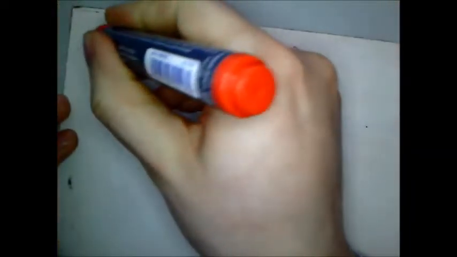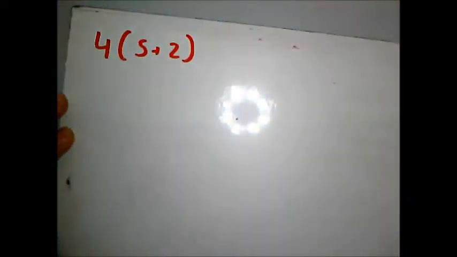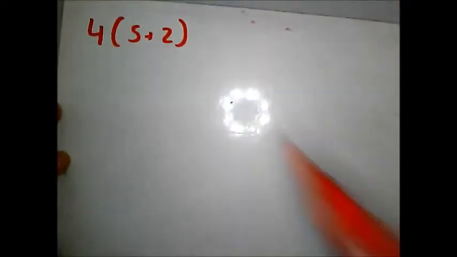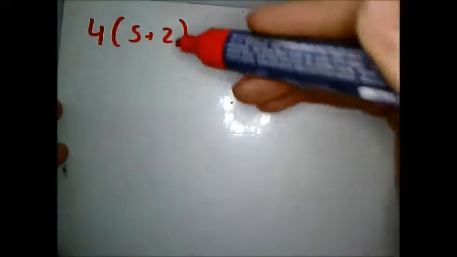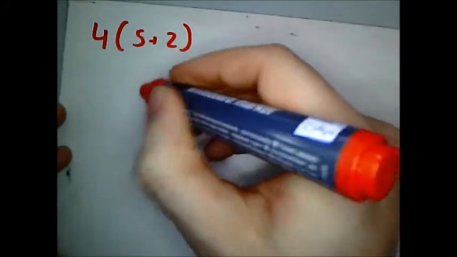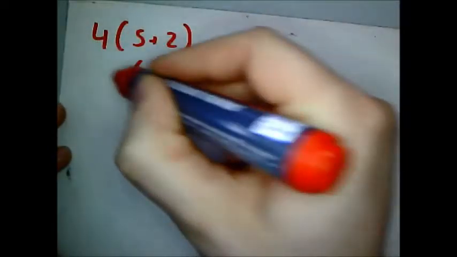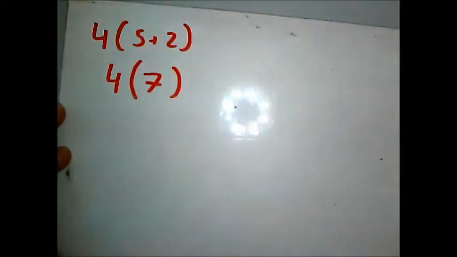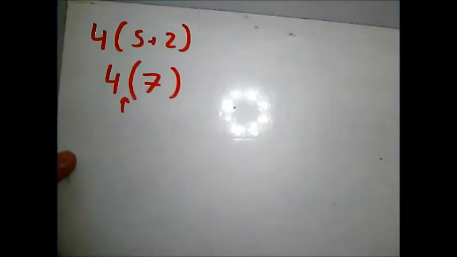Okay, let's look at question 3. Evaluate the following. So 4 lots of 5 plus 2. Okay, so first I'm going to work out what's inside the brackets. I'm going to do it step by step. So inside the brackets I get 5 plus 2, which is 7. That's going to stay in the brackets, and then I'm going to put the 4 where it came from.